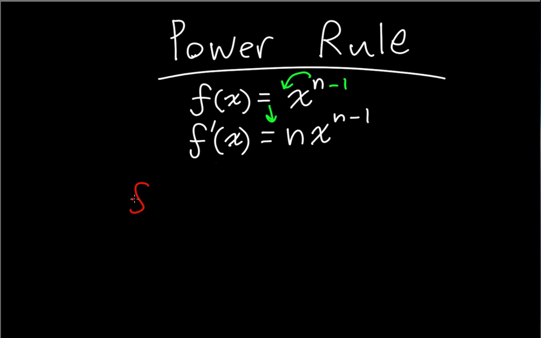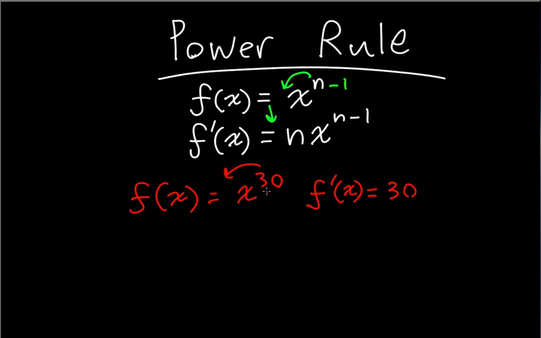So let's say f of x is equal to x cubed, or how about something more exciting, x to the 30th power. We'd say that f prime of x is equal to, right, we carry this down, 30 times x to the, right, we take a 1 away, x to the 29th power.